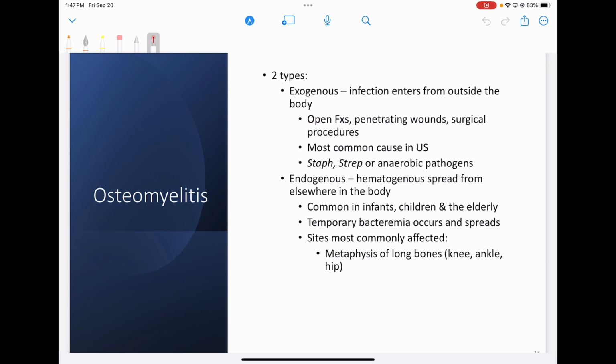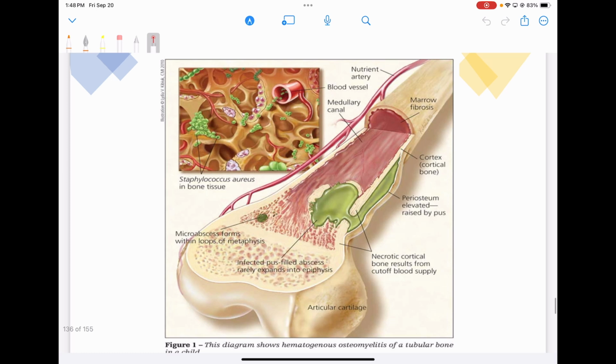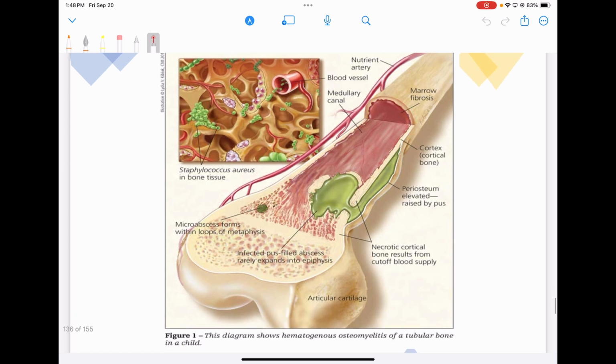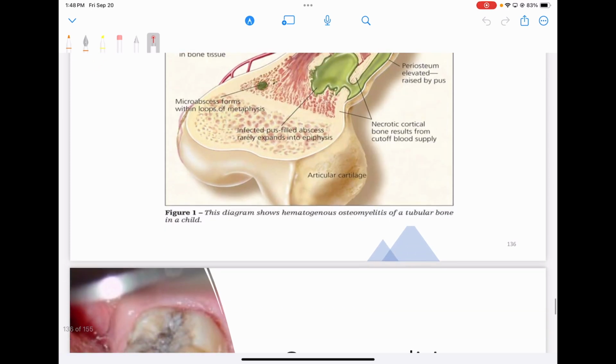The sites most commonly infected with the endogenous type are the long bones, knee, ankle, and hip. So again, here is the bacteria. There's the pus developing. We get a little canal forming so they can get out. What happens is it lifts the periosteum off because of the pus that's in the area. And that's where we have to start repairing things, because that periosteum is lifted off. We have to take care of it.